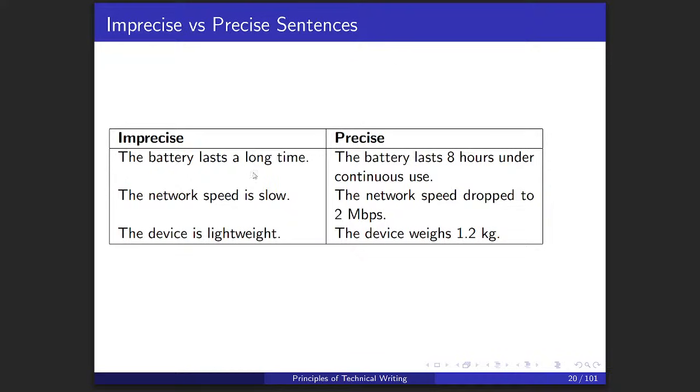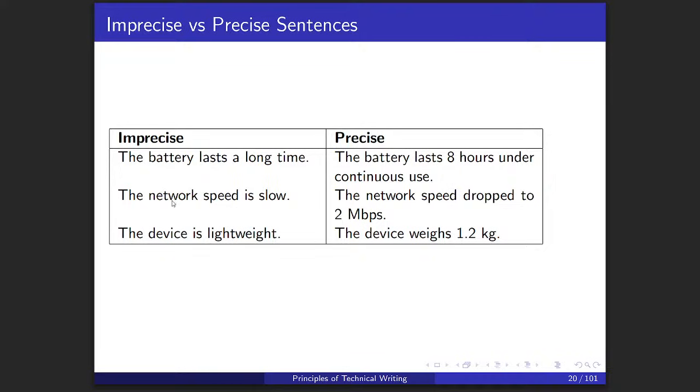Now, imprecise versus precise. I am going through the syllabus of Unit 1. So these are the topics of Unit 1. Imprecise would be, for example, "the battery lasts a long time." Instead of saying "lasts a long time," I am writing "the battery lasts 8 hours under continuous use."